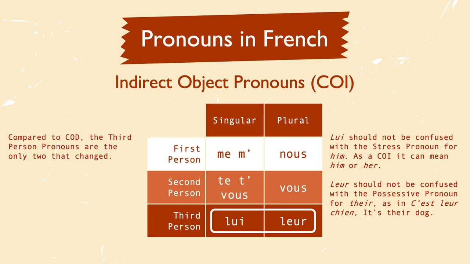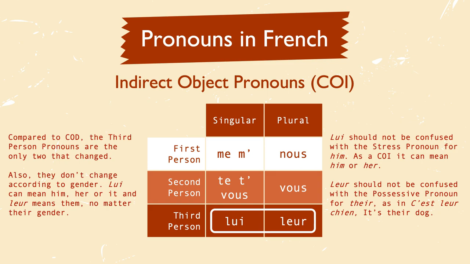Compared to the COD, the third person pronouns are the only 2 that changed. Also, they don't change according to gender. Lui can mean him, her, or it, and leur means them, no matter their gender.